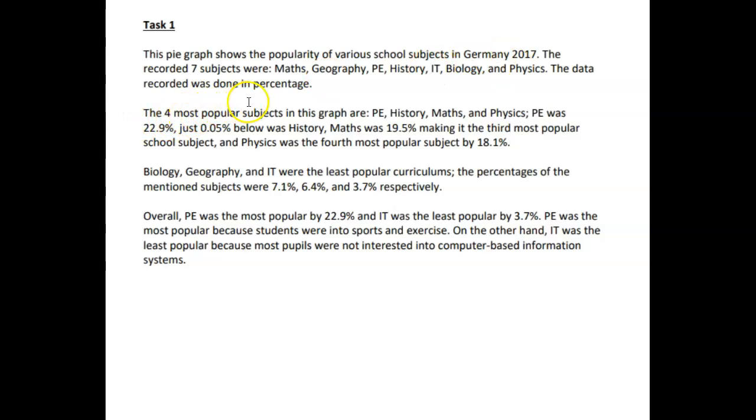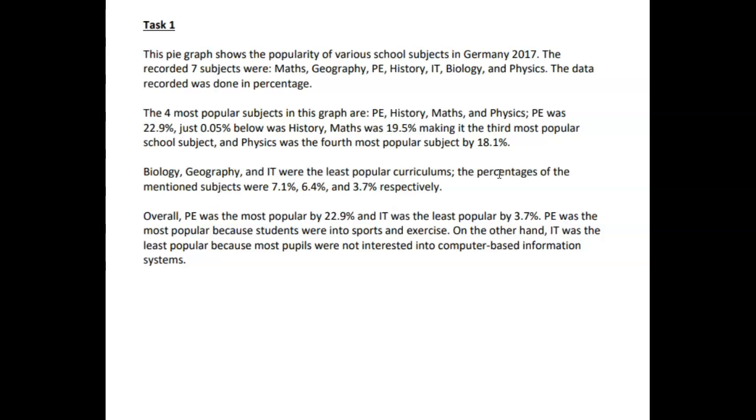The 4 most popular subjects in this chart are PE, history, maths, and physics. PE was 22.9%, just 0.5% below was history. Maths was 19.5%, making it the 3rd most popular school subject, and physics was the 4th most popular subject with 18.1%. Biology, geography, and IT were the least popular subjects, not curriculums. The percentages of the mentioned subjects were 7.1, 6.4, and 3.7 respectively.